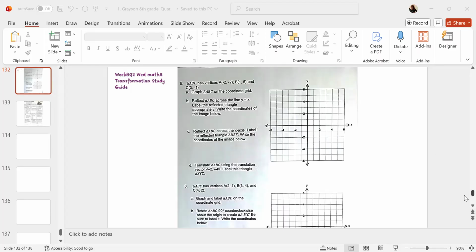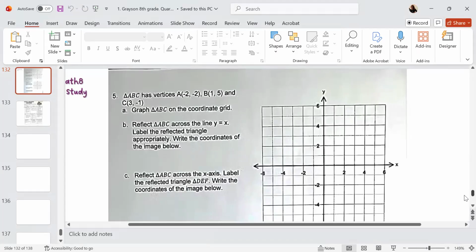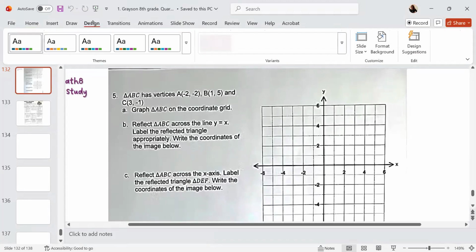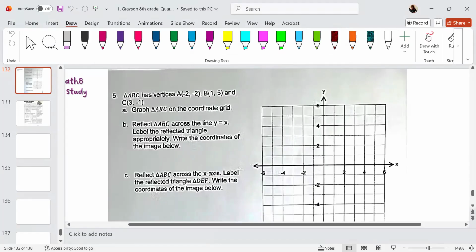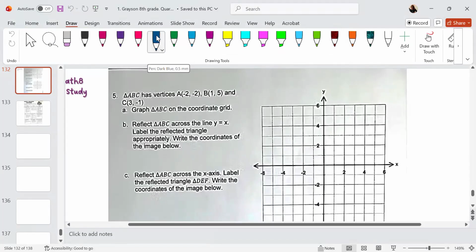All right, so this is the second part of the week 8 Wednesday study guide. So question number 5, go ahead and read it, please. ABC has vertices. Okay, yeah. Graph ABC on the coordinate grid. I'm assuming you connected the dots, correct? It's a triangle. All right, so we did that. A is done. What's B?